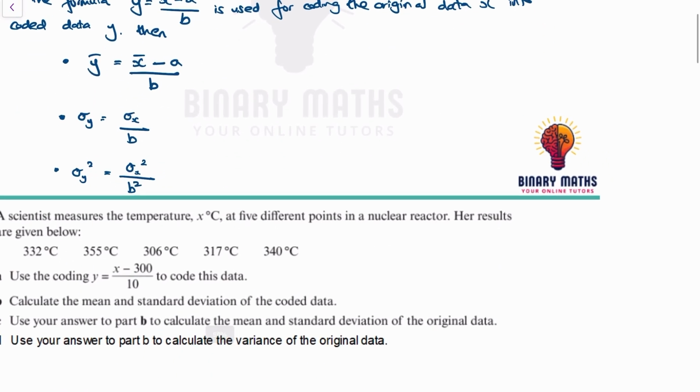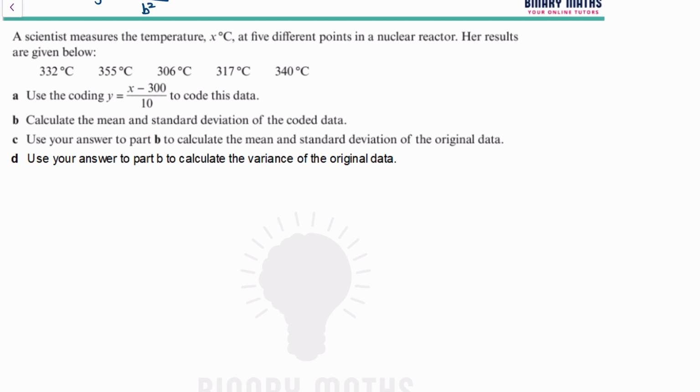Okay, let's look at some examples now. A scientist measures the temperature x in degrees Celsius at 5 different points in a nuclear reactor. Her results are given below. A. Using coding y is equal to (x minus 300) over 10 to code this data.